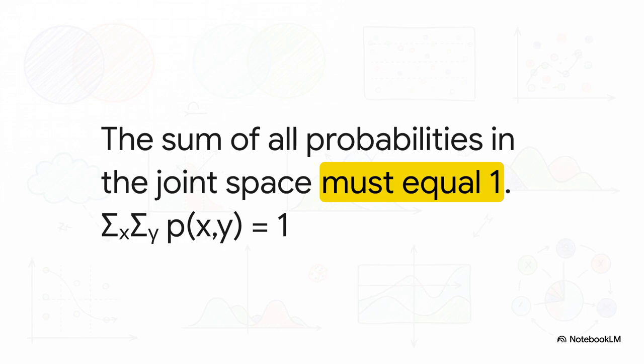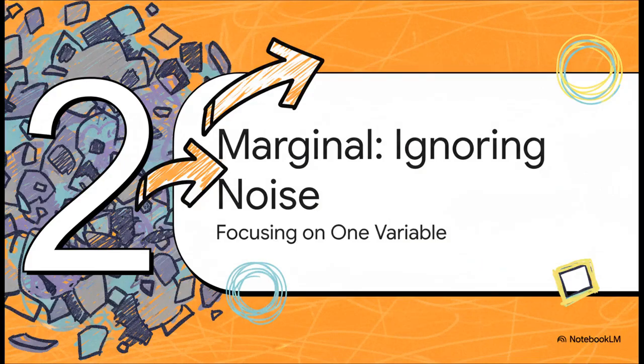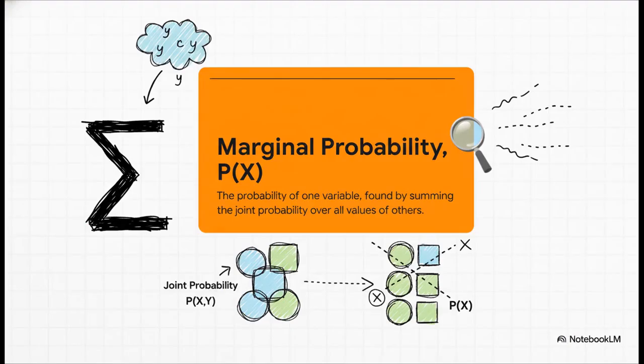Nothing else can happen. Okay, so we've seen the whole system, but what if we only care about one little piece of it? That's where marginal probability comes in to save the day. It's our tool for basically ignoring all the other noise and just focusing on one single variable. The idea here is actually pretty intuitive. If we want to know the probability of just x, all we do is take our joint probability and add up all the different possibilities for y. We're essentially marginalizing out the variable we don't care about at the moment.